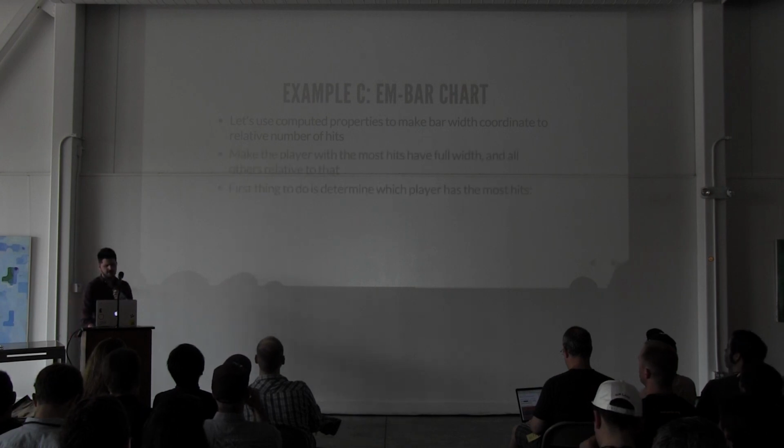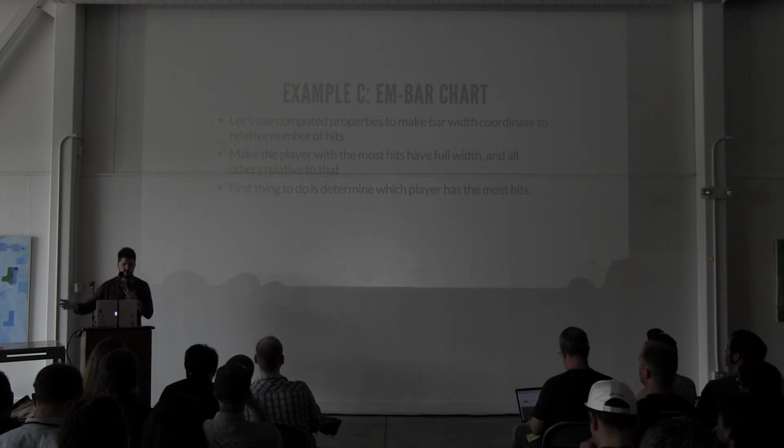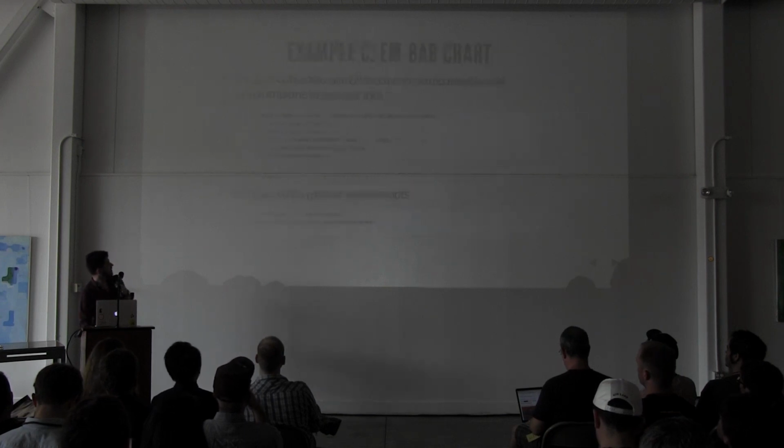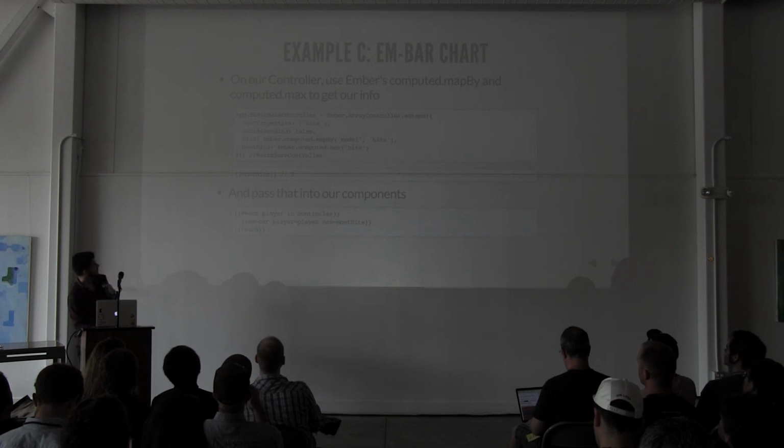So the first thing we need to do is take a look at the player that has the most hits, and then say that that player's bar is going to be full width. Everybody else's bar will be a proportion of that full width bar. So we need to figure out who has the most. So let's use a nice little function that Ember gives us called computed max.